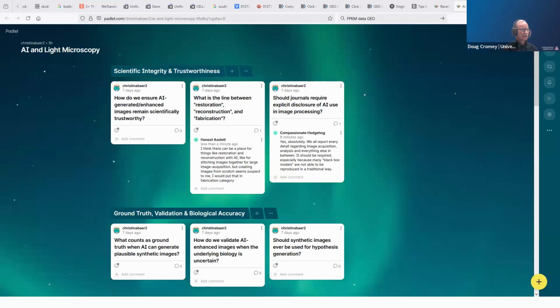You're looking at that second question about restoration, reconstruction, and fabrication. Sometimes people are creating stuff and they're not necessarily intending to deceive. They just don't know how they got there. Right. And that's not good science, but it's unfortunately the reality that we sometimes see.